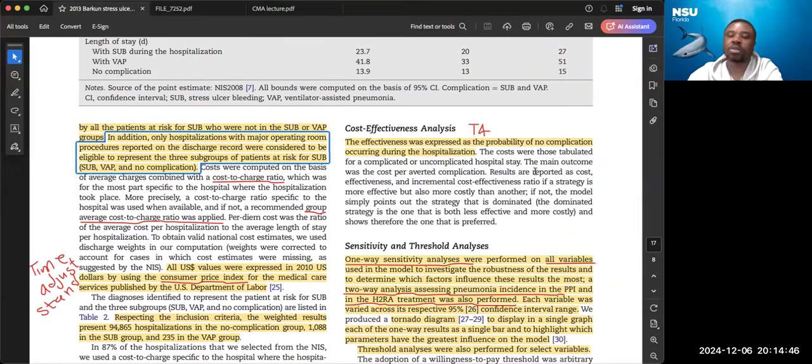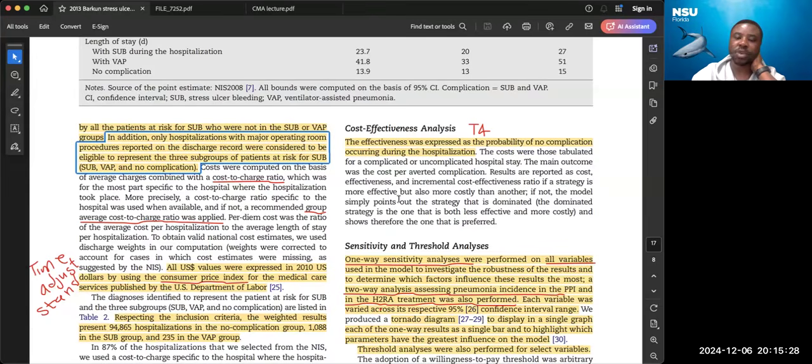So he said the cost, the rest I don't think is too important. The costs were those tabulated for a complicated or uncomplicated hospital stay. The main outcome was the cost per averted complication. So you see, this is going to confuse you. Don't let this confuse you, because we are not looking for cost for an outcome. They said the cost was the cost per averted complication. So the outcome, let me repeat again, is the averted complication. That is the outcome. The results are reported as cost effectiveness and incremental cost effectiveness ratio.